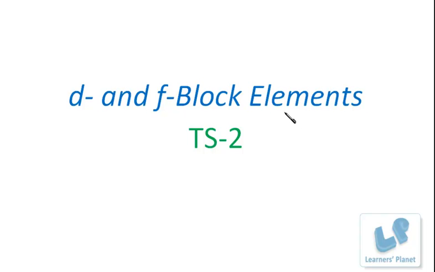In the previous session we discussed the variation in the atomic radii of these elements across the period and also in the series. We have also discussed their melting and boiling points, their atomic volume and also the density.